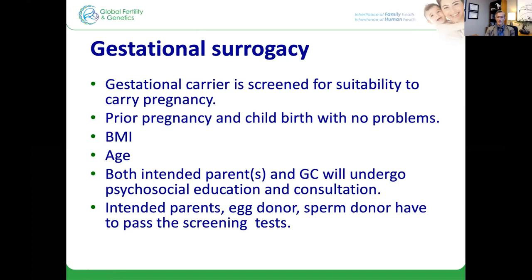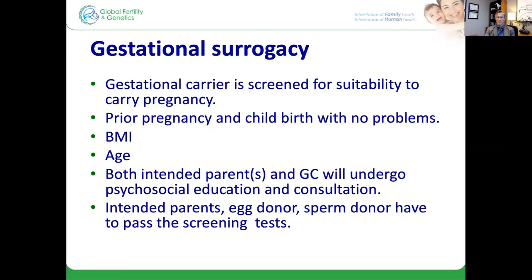Both intended parents and the gestational carrier will undergo psychological education and consultation, so they know what they're looking at and what they will go through during the surrogacy cycle and the pregnancy. These procedures will be stressful not only for the intended parents, but also for the surrogate.